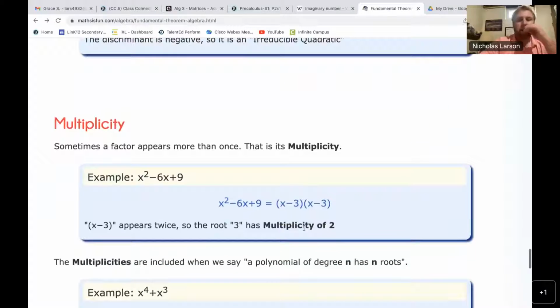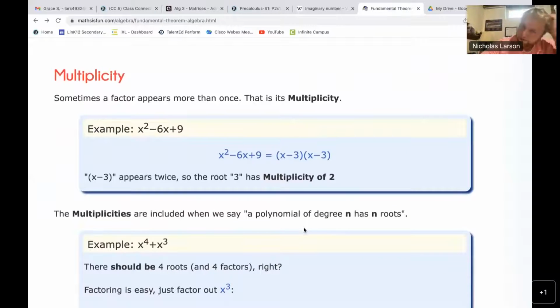Another important thing to talk about is multiplicity. And again, I've seen people kind of goof this up on their quiz. When we get a root that shows up more than once, or a root that happens multiple times, we say it has a multiplicity. So like again, this example, if we were to factor this, we get x minus 3, x minus 3. That means, what would make x minus 3 equal to 0? 3. So 3 happens twice, so it has a multiplicity of 2.